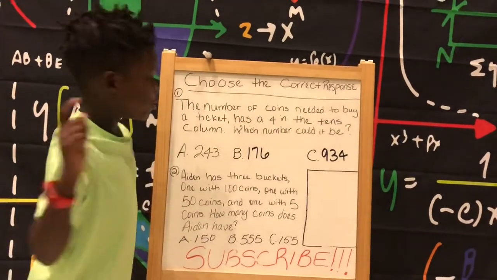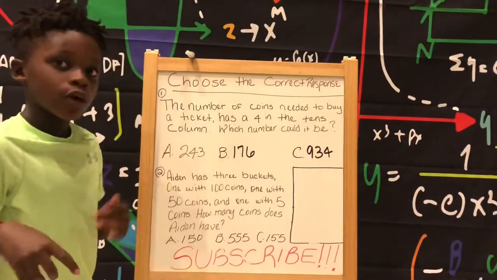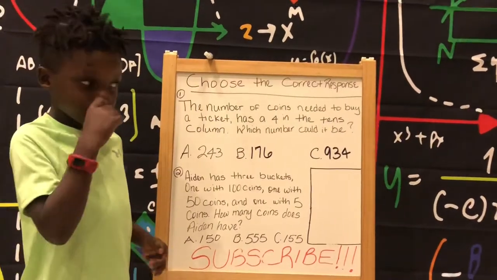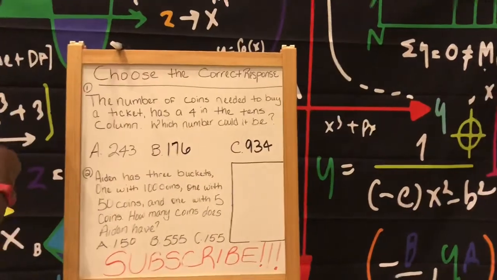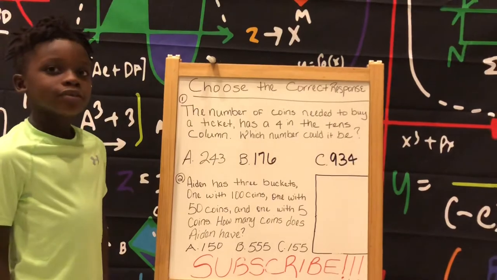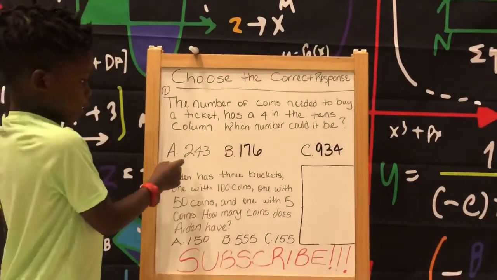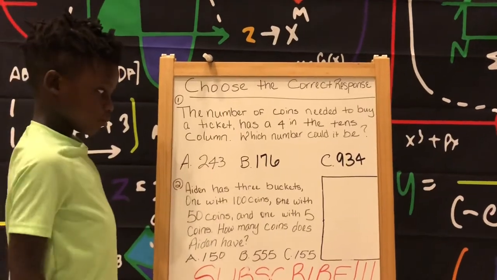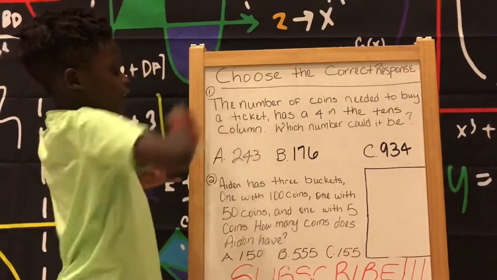There's no way. Anyway, but these ones do have a 4. Let's see which one has a 4 in the tens column. So this one has a 4 in the units, mathematically known as the ones column. And this one has a 4 in the tens, which means the answer is A.